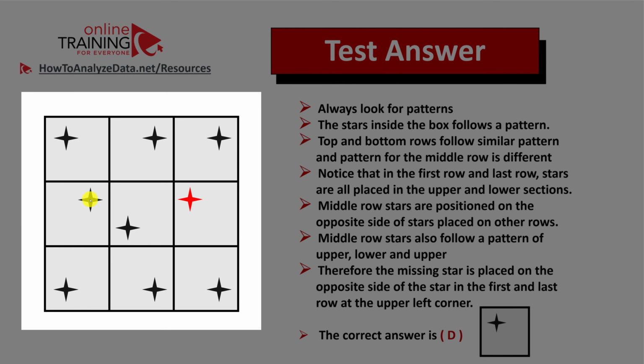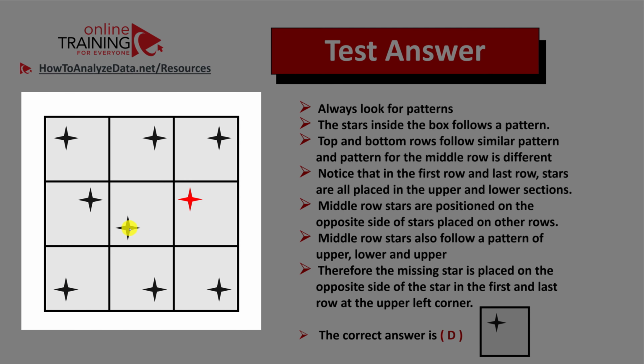If you follow the middle row, you will see that the stars in the middle row follow a completely different pattern. The first middle row star is at the top, then bottom, then the next one logically would be at the top again. You also see that the middle row stars are placed on the opposite sides of the top and bottom row stars. You see in the first column, the middle row star is in the upper right corner, versus the top and the bottom rows, which are placed on the left side.